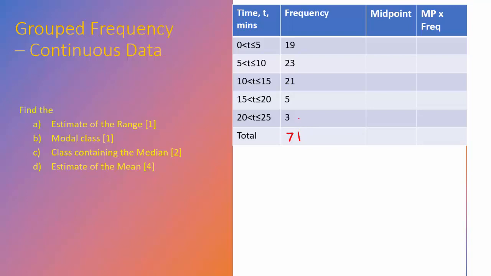Now we can find an estimate of the range. So we're going to work out the estimate of the range, the modal class, the class containing the median, and an estimate of the mean. And in the square brackets, I've indicated roughly how many marks each of these questions would be worth. So an estimate of the range. Now, range, if you remember, is highest take away lowest.